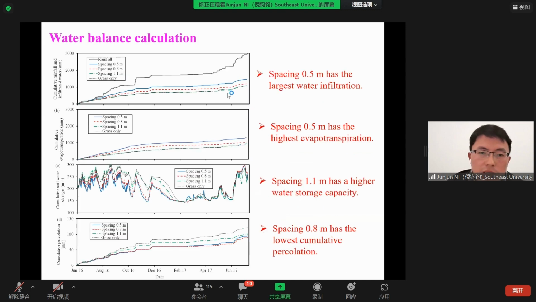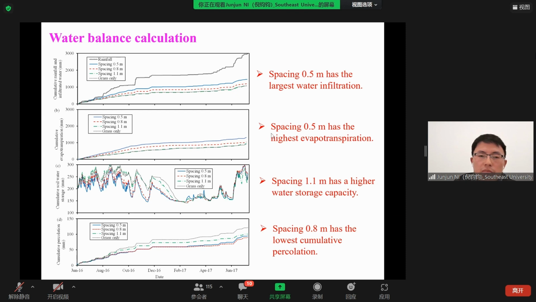Finally, this last slide is about the results for the spacing effects. For the landfill, we care most about this population. We find that the intermediate spacing of 0.8 meter can induce the lowest population. That demonstrates the significance of the spacing and growth on the behavior of the landfill cover.